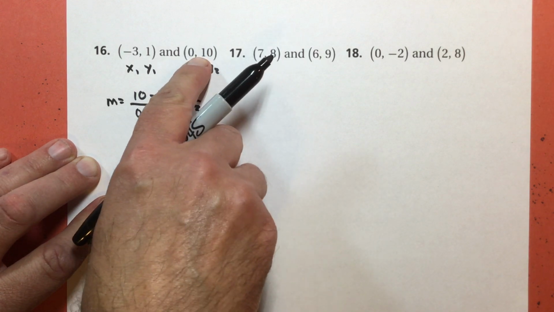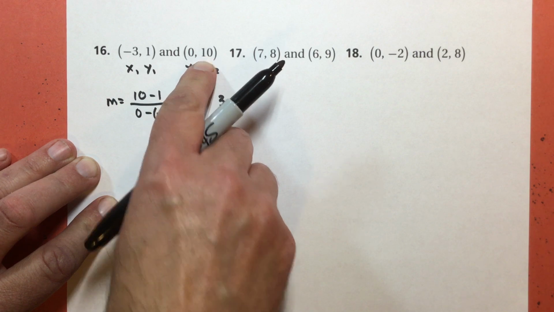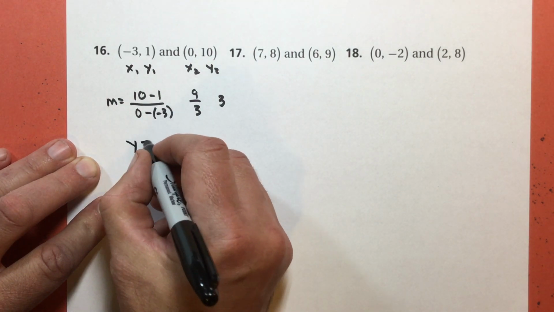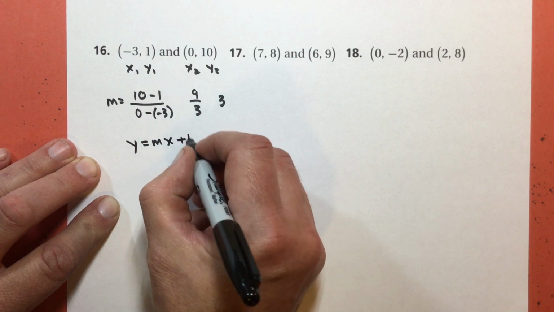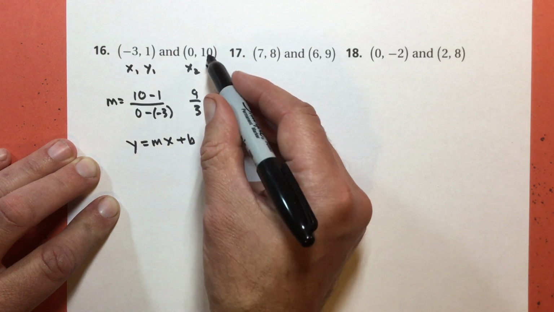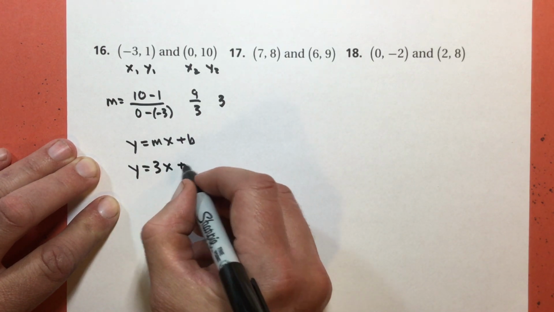Now, I'm going to pick that one, and I'm going to pick that one because I already know what the y-intercept is. I can skip everything else. I know that y equals mx plus b is the form that I want. Here's my slope. Here's my y-intercept. So I just write y equals 3x plus 10.